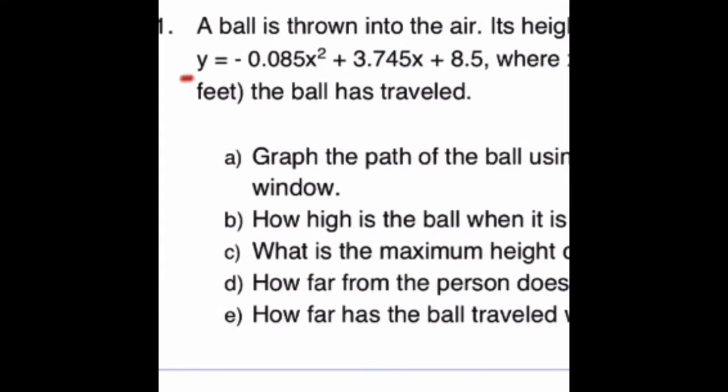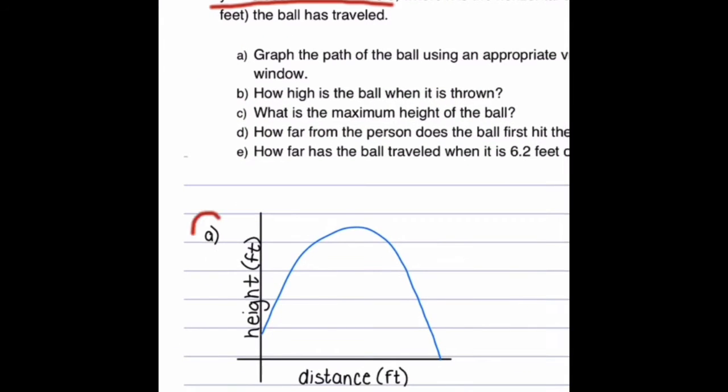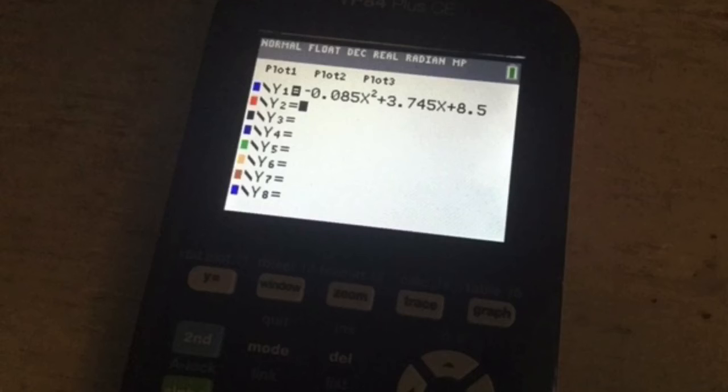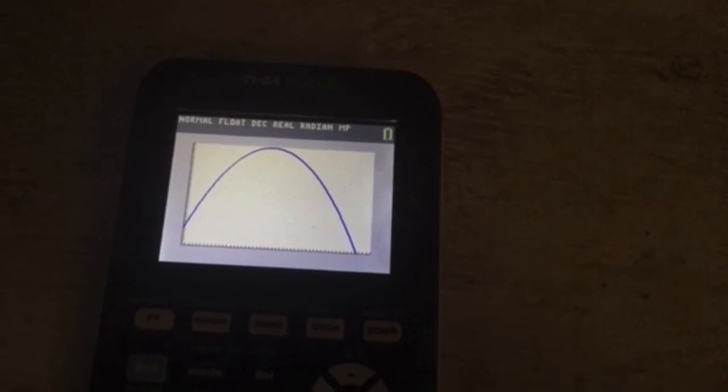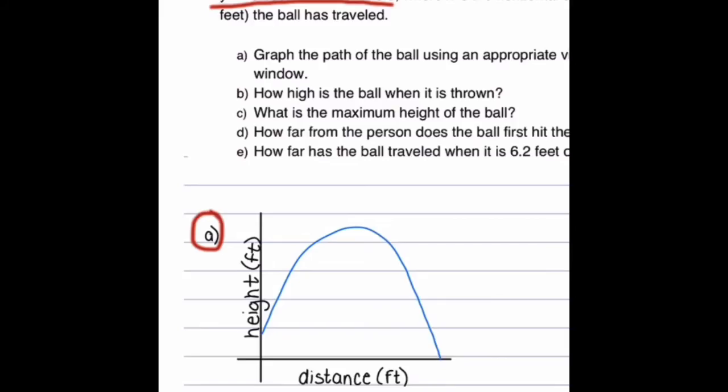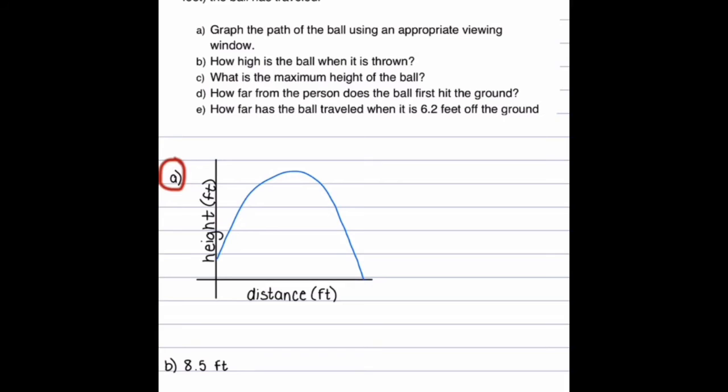For the first problem, the first thing I did is I put this equation into y1, and that's how I got that graph, and this is the screenshot. For part B, I had to find the y-intercept, so I clicked on second trace value and made the x value 0, and that gave me a y value of 8.5.